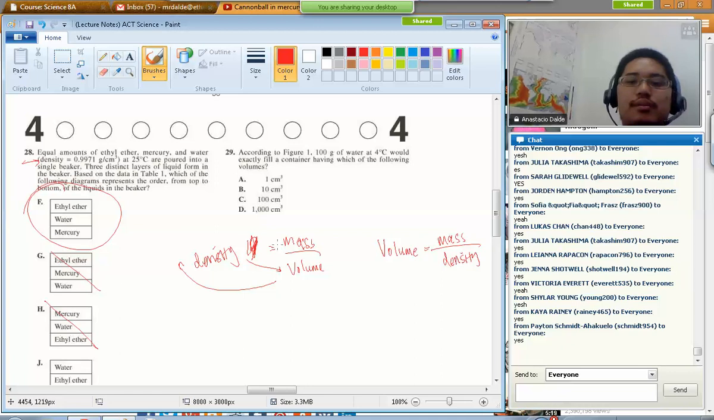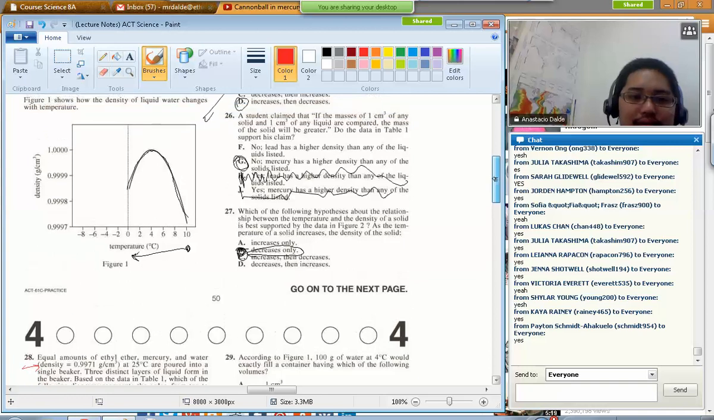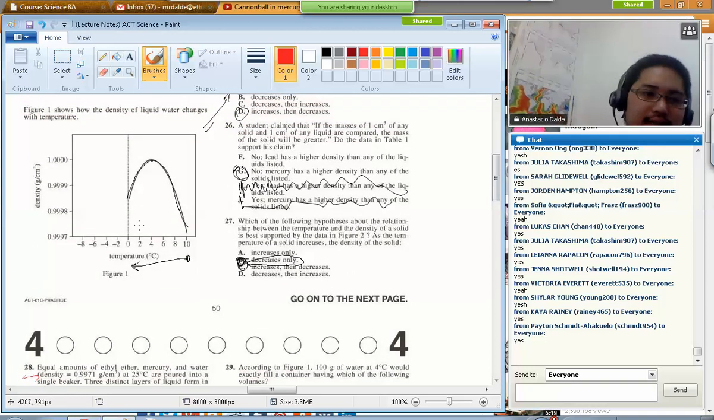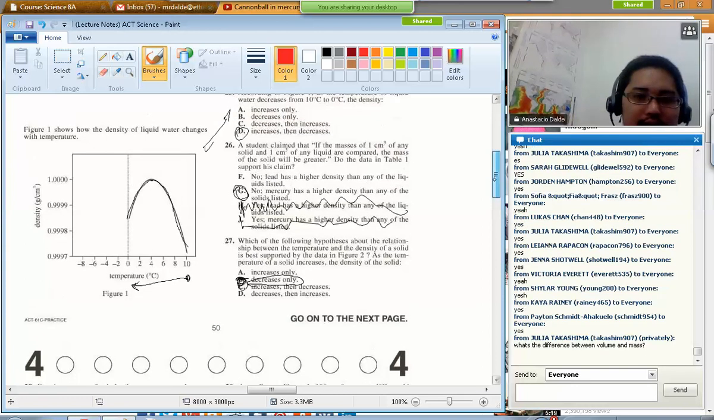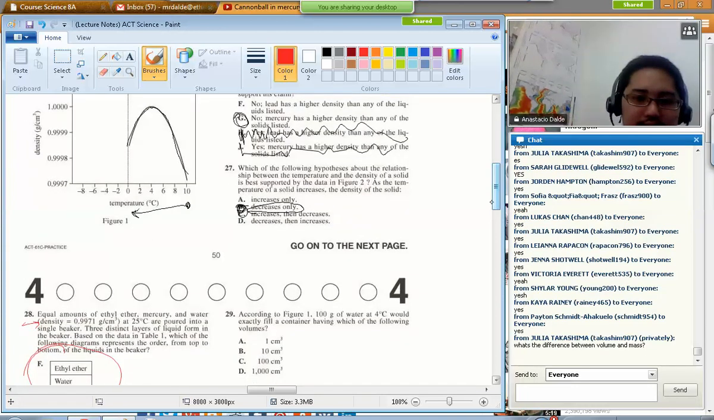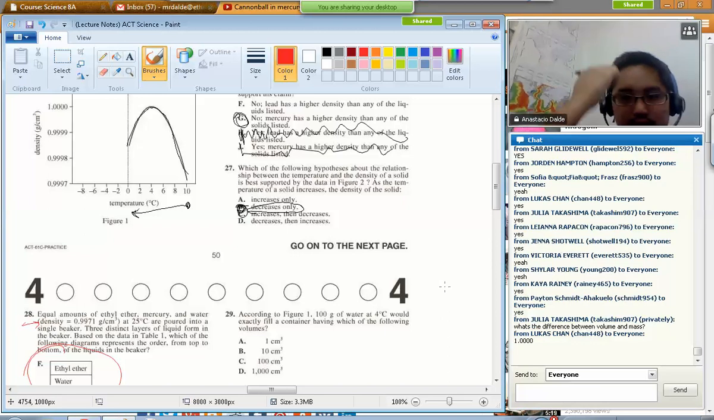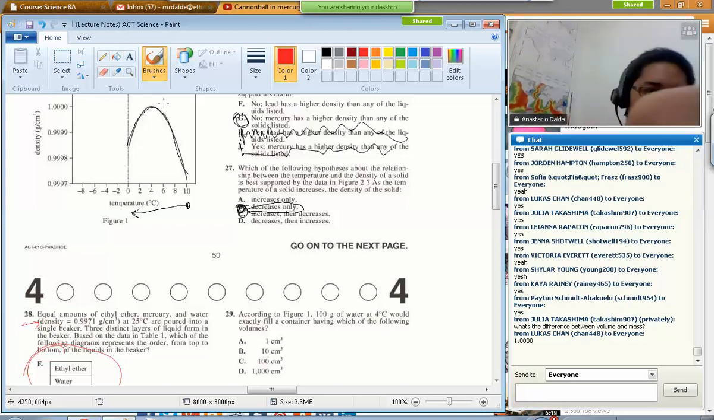That's basic algebra. You guys know how to do that. So, what is the density of water at... What is the density of water at 4 degrees Celsius?